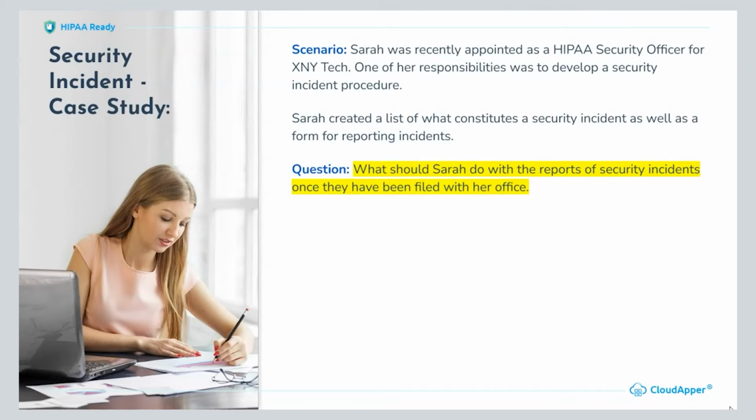Let's do a case study on security incidents. Sarah was recently appointed as a HIPAA security officer for X and Y Tech. One of her responsibilities was to develop a security incident procedure. Sarah created a list of what constitutes a security incident as well as a form for reporting incidents. What should Sarah do with the reports of security incidents once they have been filed with her office?